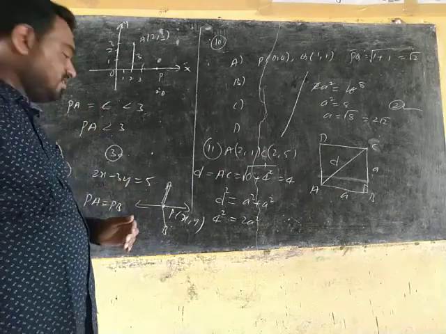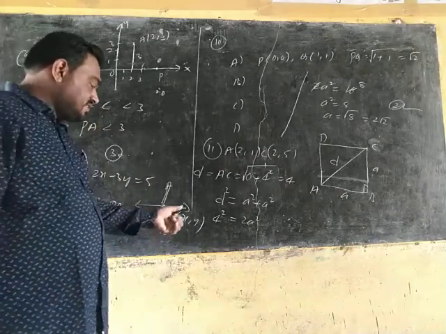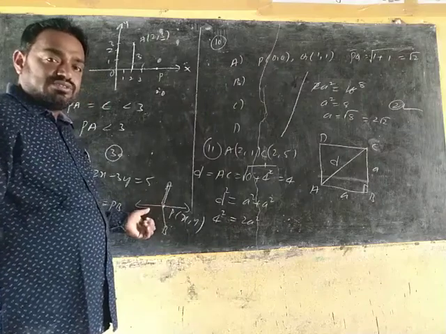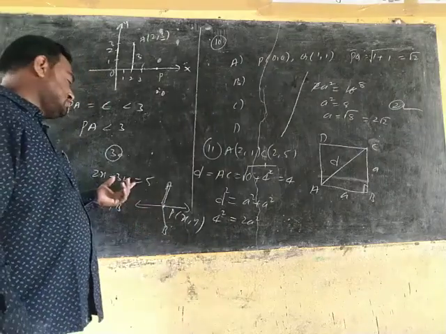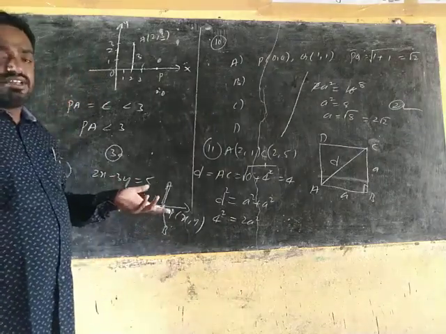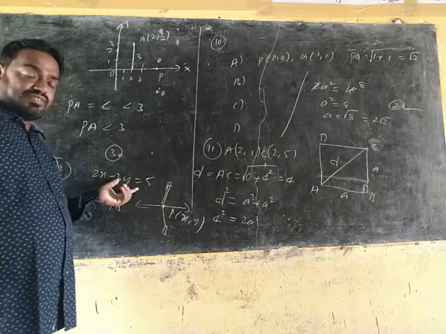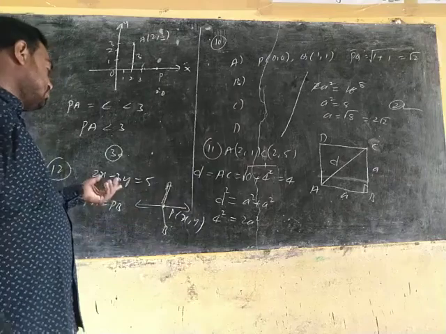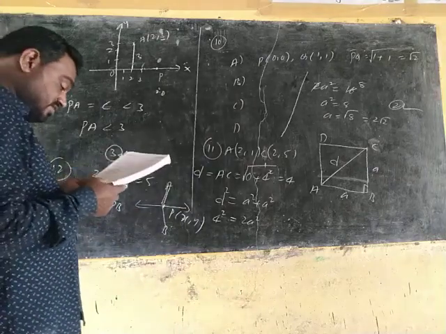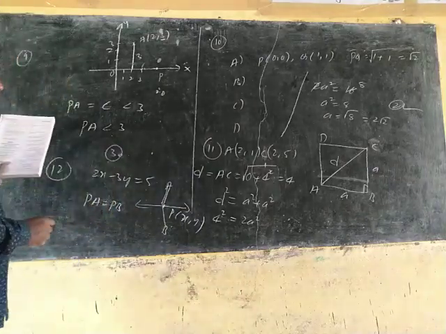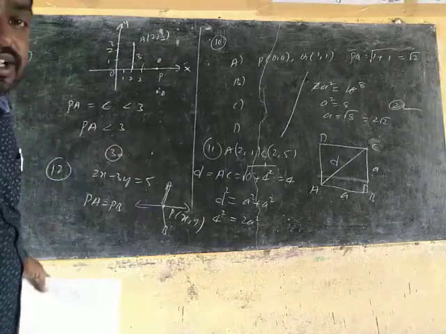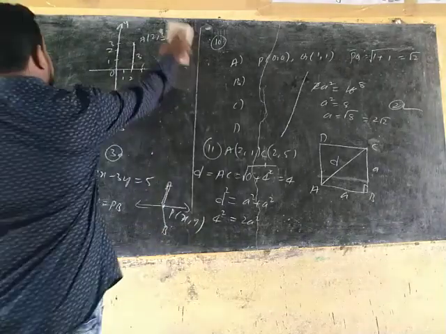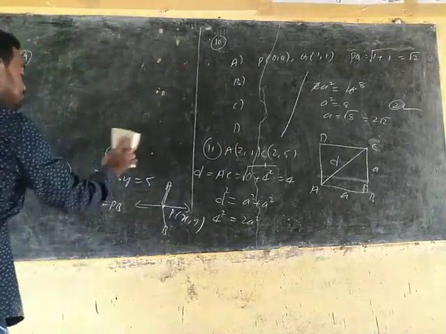The shortcut method: the required point lies on which line? This line. So among the options, whichever option satisfies this equation is the right answer. The option verification method is very easy. Option 1 is 2 comma 3, so check whether 2 comma 3 satisfies this equation.